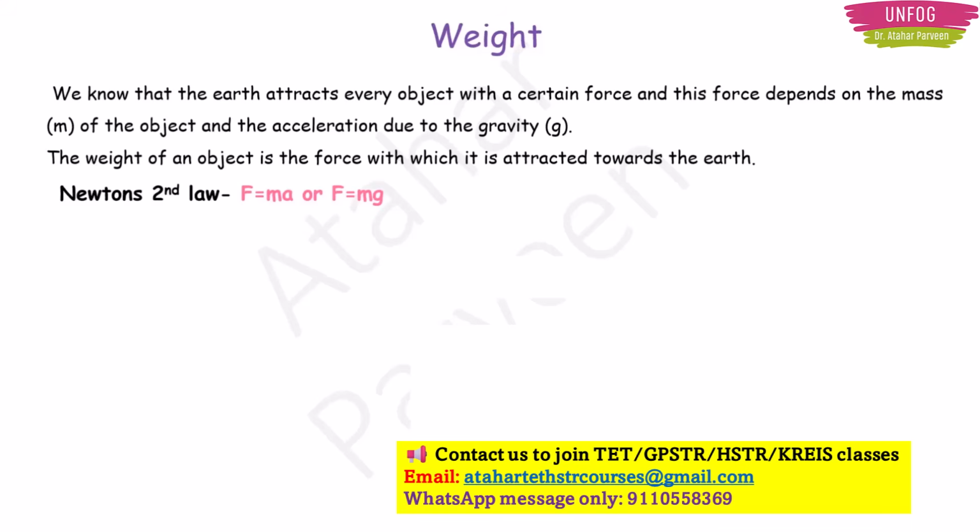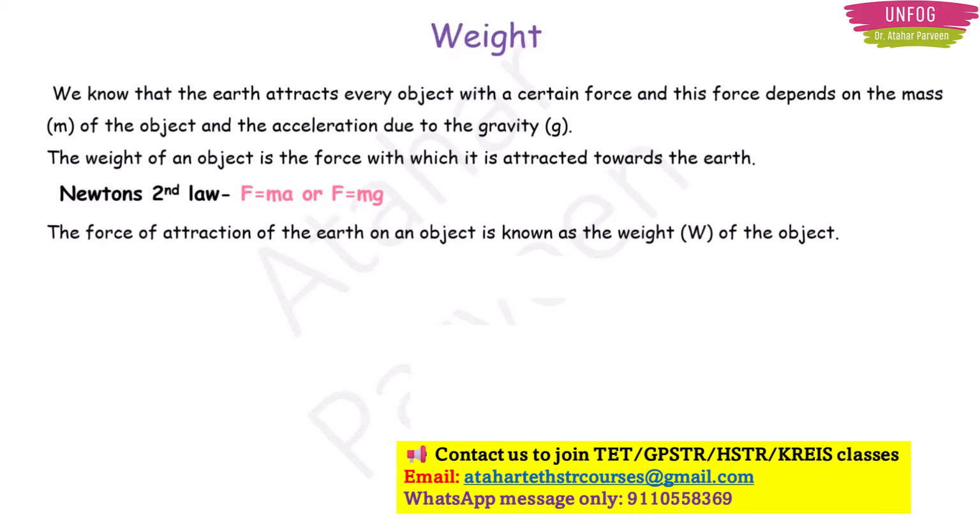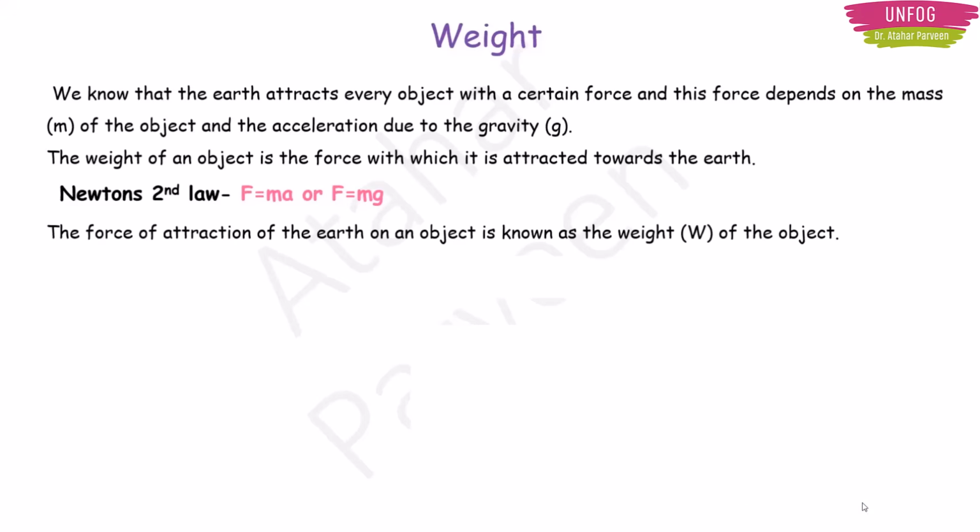Now we know from Newton's second law, F is equal to ma, or if we talk about acceleration due to gravity, F is equal to mg. Now the force of attraction of the earth on an object is known as weight, I told you. Because force is equal to mass into acceleration due to gravity, in place of force I can write weight because weight is also force, right? So weight is equal to mass into acceleration due to gravity.